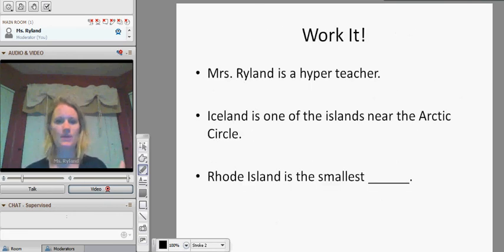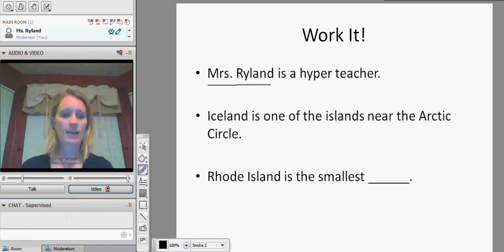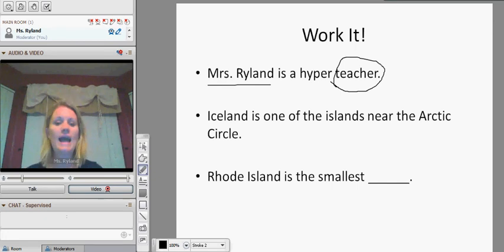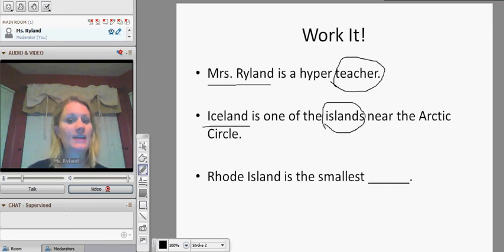You're just renaming something. So, Mrs. Ryland is a hyper teacher. So, here's the original noun. I'm renaming myself as a teacher. Iceland is one of the islands near the Arctic Circle. Here's my original noun, Iceland, and I'm renaming it because Iceland is an island.